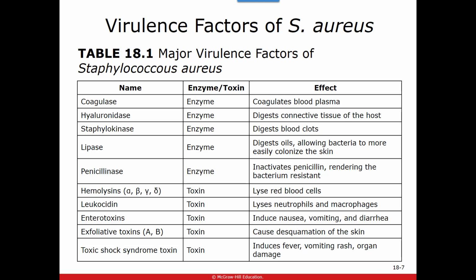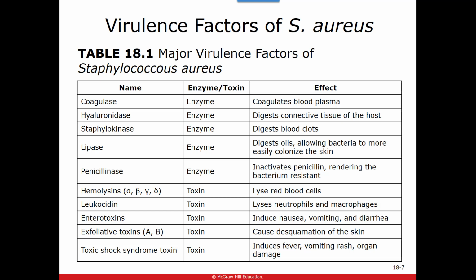So just a few of them, it makes an enzyme called coagulase that will coagulate or thicken blood plasma. Now, for it, that's beneficial because it can actually hide in some of these blood clots. It has an enzyme hyaluronidase that breaks apart tissue. It digests tissue. It allows the bacteria to spread to new areas. It has an enzyme called staphylokinase that then digests blood clots. So it can make a blood clot, hide in it, and then break it down. It makes an enzyme called lipase that breaks apart oils, which there's oils found on your skin, so it allows them to easily colonize your skin.